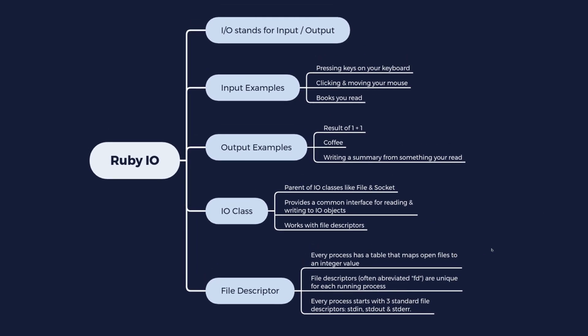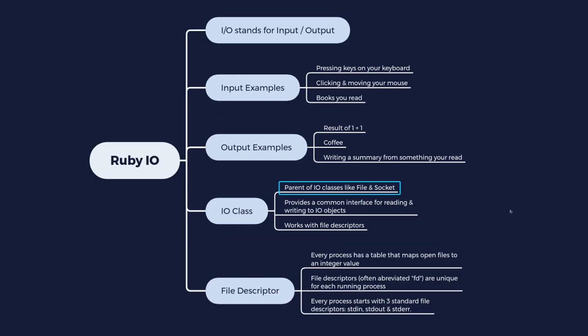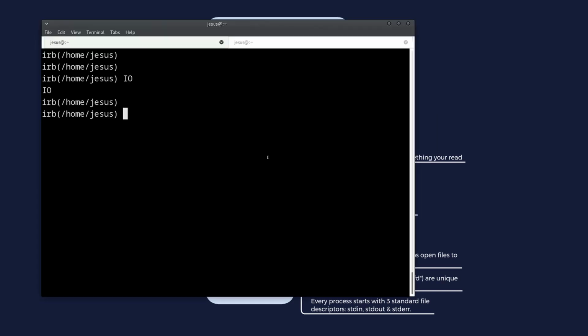Now that we have understood the concept, the idea of I/O, then we're going to see something more specific, which is the I/O class in Ruby. So in Ruby we have a class named I/O, right? Just like that, I/O, right? And it's the parent class of other I/O classes like file and socket. So we have file, right? You use the file class to read and write files.